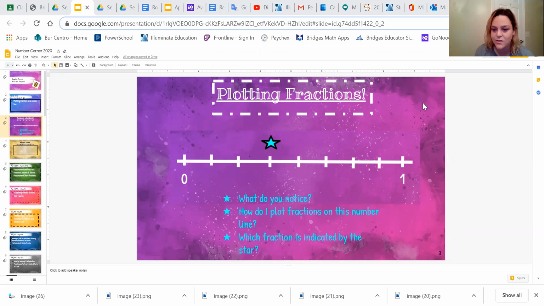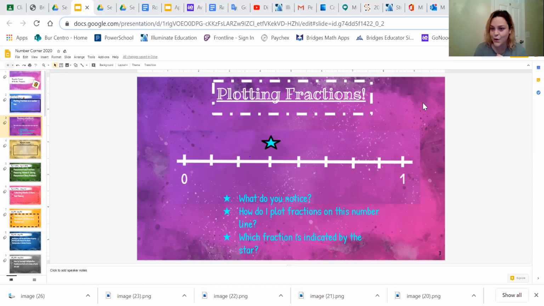So I'm gonna just close this for a second, that's weird. So plotting fractions. First of all, I just want you to think, what do you notice? So look at that number line really well. What do you notice about the number line? And as you're thinking, how would you even plot fractions on this number line? How would you plot fractions or jot down fractions on this number line? So take a few seconds right now to just think.